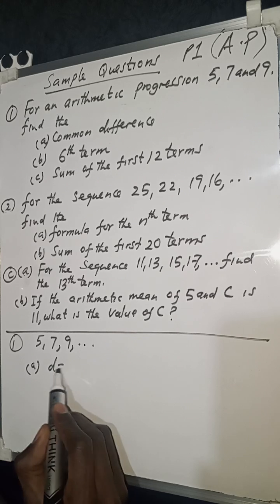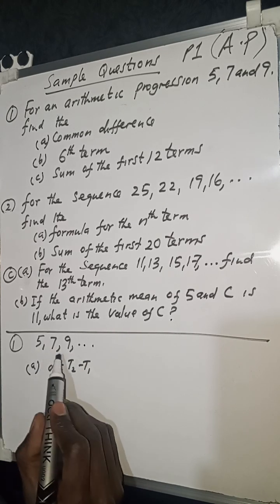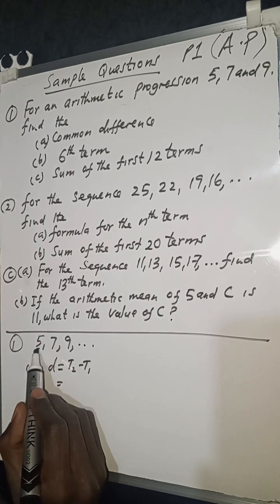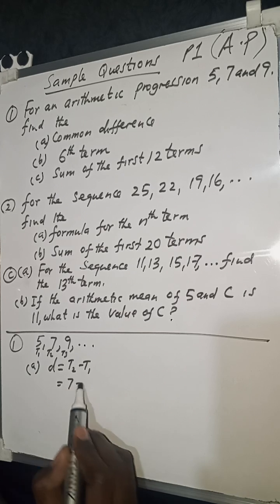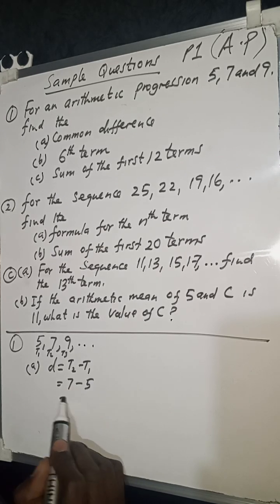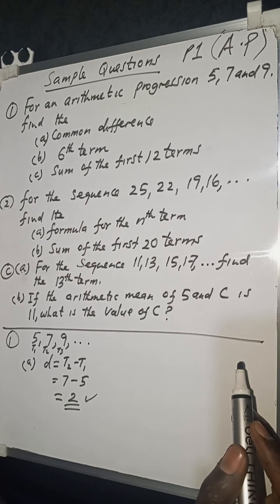Remember, the common difference is T2 minus T1. So this is our T1, our T2, and our T3. It will be 7 minus our T1, which is 5. So the common difference is simply 2.